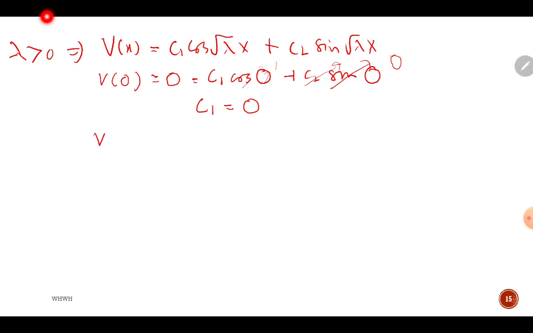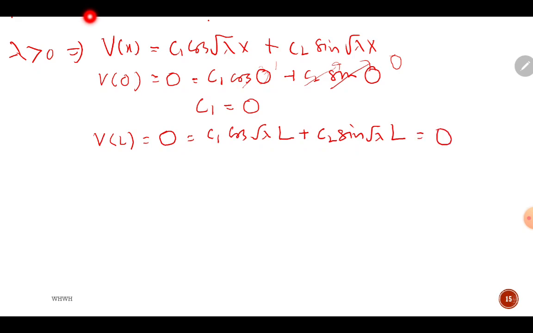Then we have another boundary condition, VL is equals to 0. Okay, so this VL equals to 0. We're going to have C1 cos root of lambda L. Gantikan X dengan L. And then plus with C2 sine root of lambda L equals to 0. Tadi we have C1 equals to 0. So definitely yang kat sini pun dia akan 0 lah. So what we left with, we have C2 sine root of lambda L equals to 0.